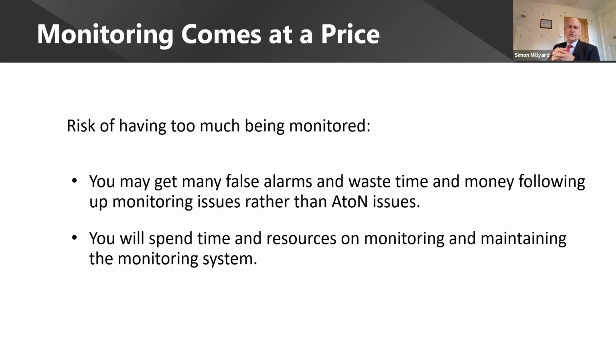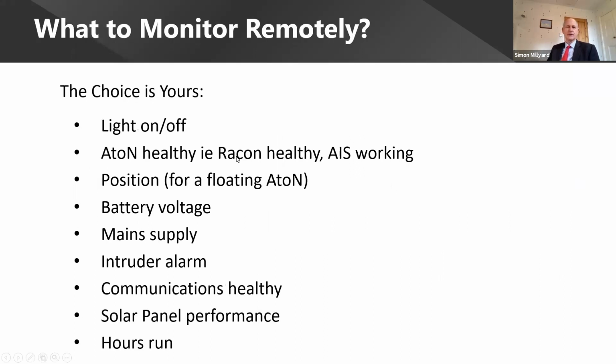So there's always a risk of getting carried away when you're deciding what to monitor. If you have too much in there, you will run the risk of getting false alarms, and you waste a lot of time and money following up on monitoring issues rather than AtoN issues. You'll dispatch the ship out to a buoy only to find that it's the monitoring antenna or the monitoring system, and the AtoN's working perfectly. So just be aware, and you really only want to monitor the bare minimum, which is probably the most reliable. So there's a slight risk there if you get carried away on the specification side.